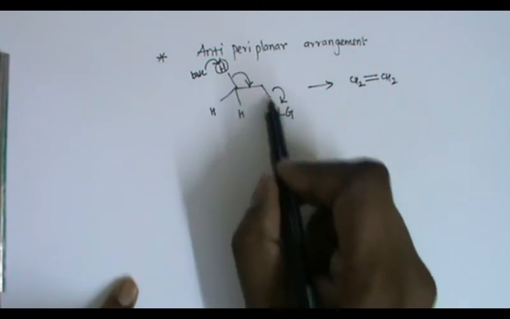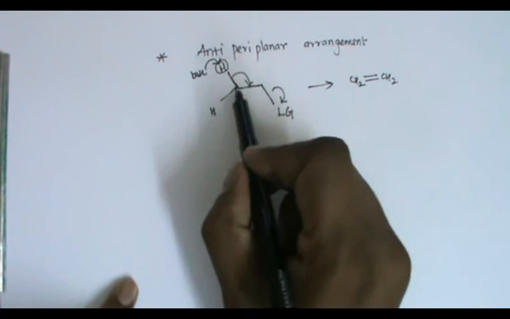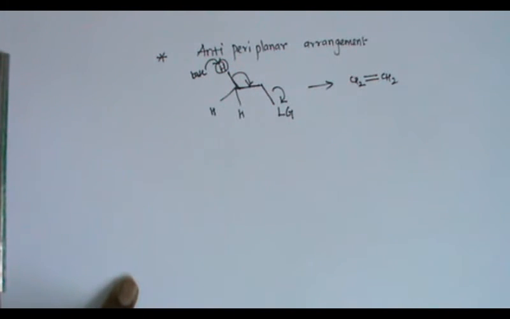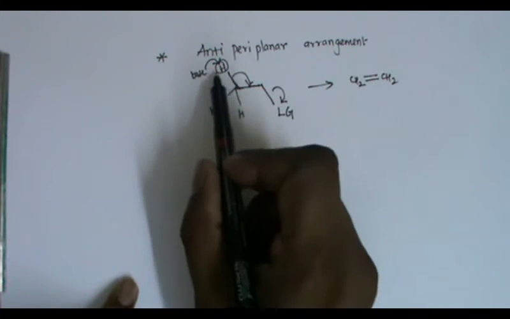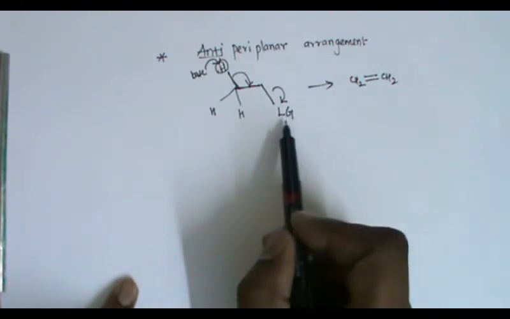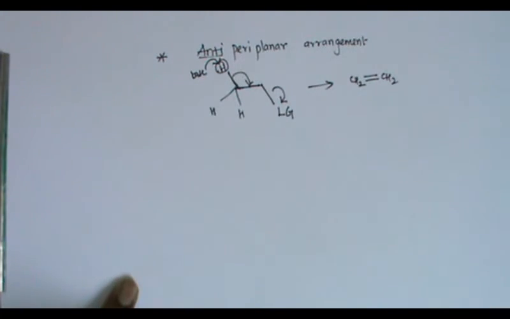This leaving group and this bond, these 3 bonds and 4 atoms, they are in the same plane. Hydrogen and the leaving group, they are trans to each other. So that is anti. So hydrogen and leaving group, they are trans. So anti-periplanar, the same plane, or anti-coplanar.